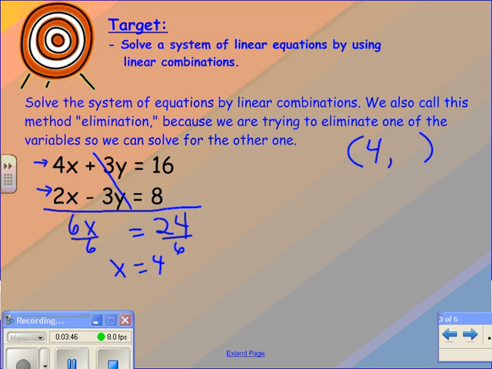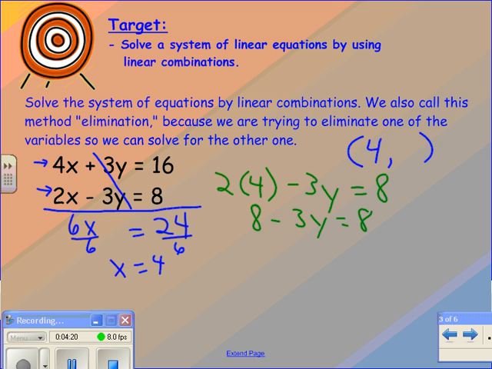And now that I know what x is, I can easily find what y is just by choosing one of the equations and substituting 4 for x in that equation. Again, it does not matter which equation you choose, whichever one seems easier to you. So I think I'm going to go with the second equation, and I'm going to put 4 in for x. So 2 times 4 minus 3y equals 8. So now I can easily solve for y just by doing the math. 2 times 4 is 8, minus 3y equals 8.